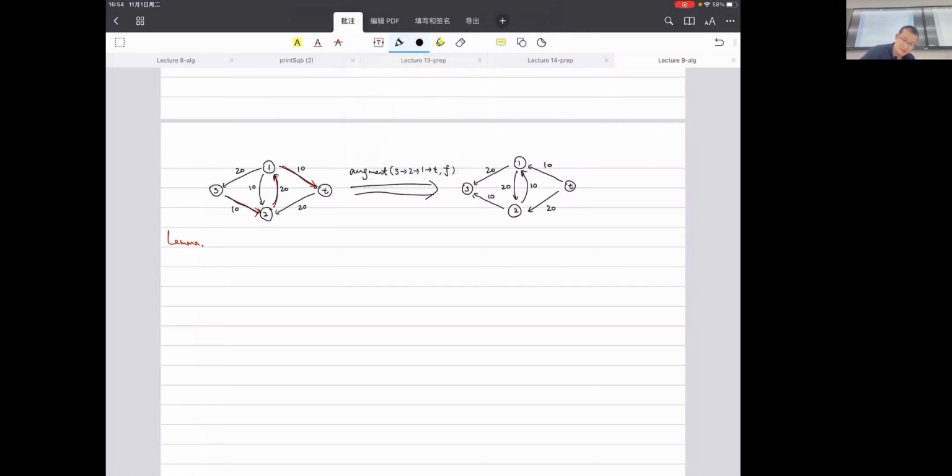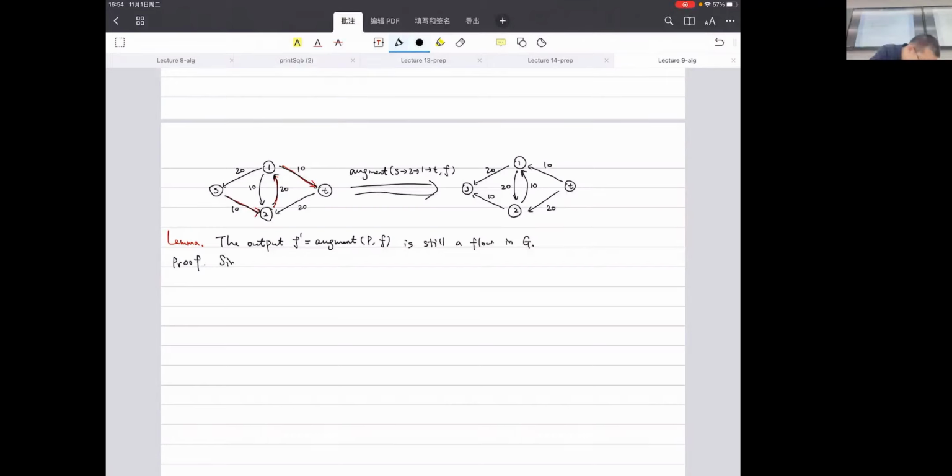The first lemma that we want to show is that the output F prime equals augment(P, F) is still a flow in G. I guess this is relatively easy to understand, but nevertheless, let's give a complete proof here.